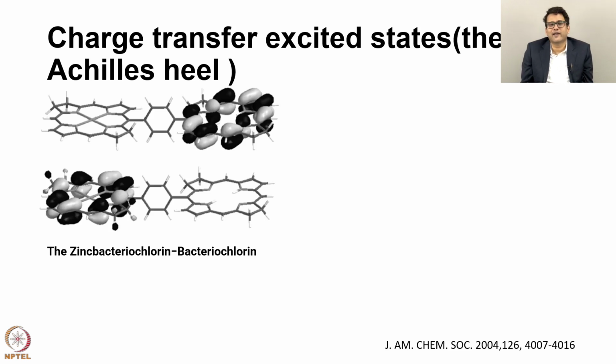So, the phrase Achilles heel is often used to give the impression that this is where something is vulnerable. So, DFT methods are vulnerable to charge transfer transitions, and this is an example of zinc bacteriochlorin, and this example is taken from this JACS paper. This JACS paper is by Andreas Dreuw and Martin Head-Gordon, and this is a nice system where two pi rings are connected by a bridge.